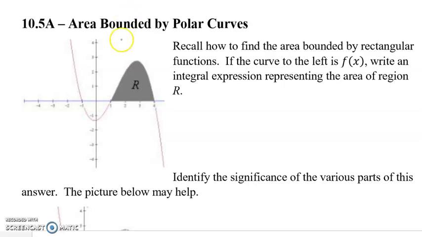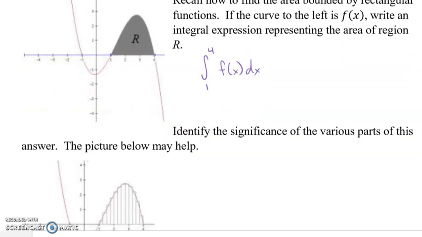We should already remember that if we wanted to find the area between a rectangular function and the x-axis, then we're going to integrate that function with respect to x, and the bounds of integration are going to be from the left to the right of the bounded region, right? So from 1 to 4. Okay, so that's an expression that represents the area of region R. And then if we know what f of x is, then we can evaluate it. So let's not forget what's going on here.